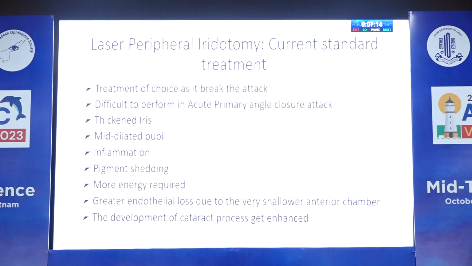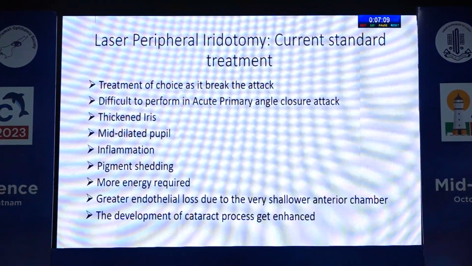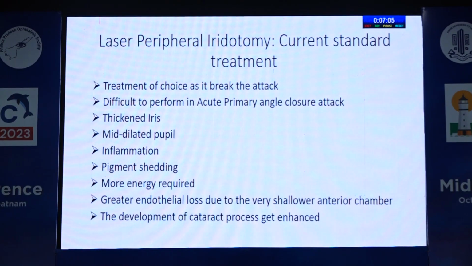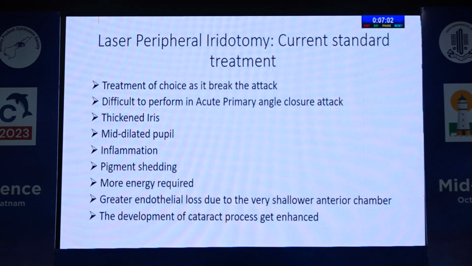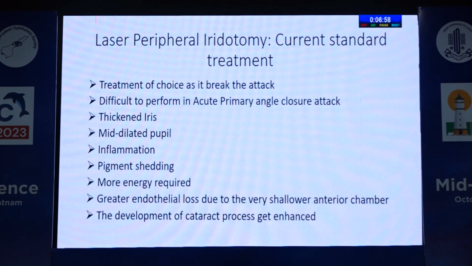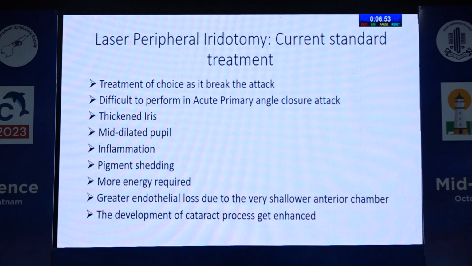Laser peripheral iridotomy is the current standard treatment for these patients because it breaks the attack. But laser peripheral iridotomy is not without adverse effects. It is relatively difficult to perform if the patient presents with an acute primary angle closure attack. Because of the thickened iris, we need to deliver more energy with the Nd:YAG laser. The pupil is also mid-dilated, and we are unable to pilocarpinize that pupil.